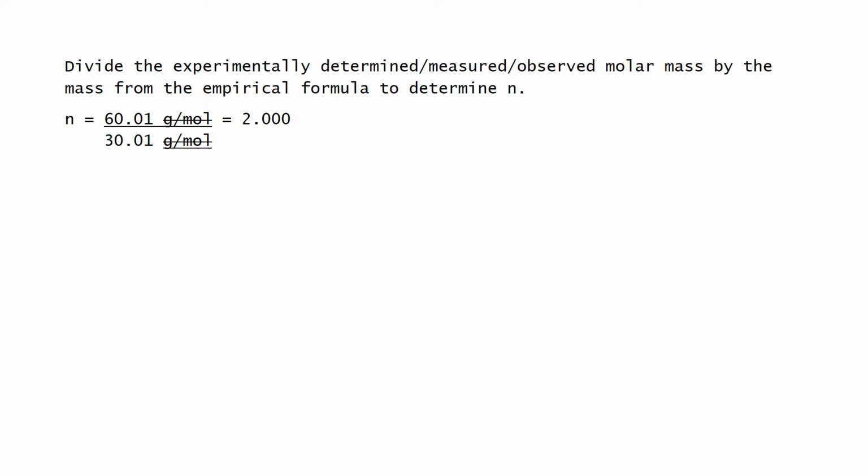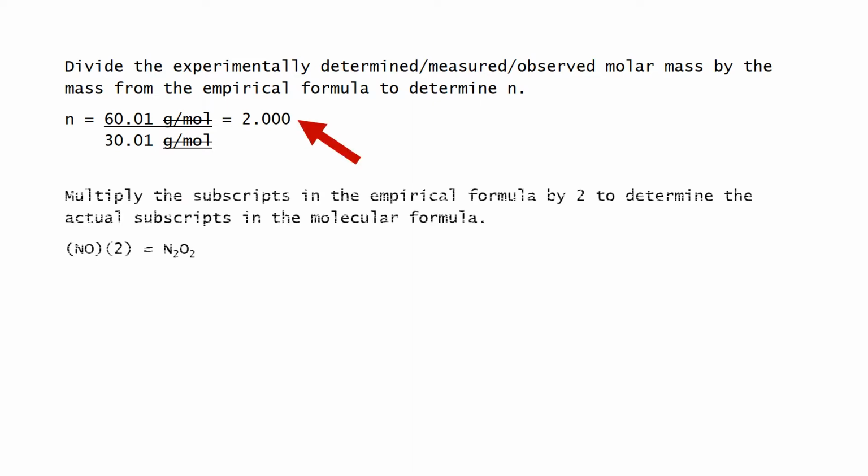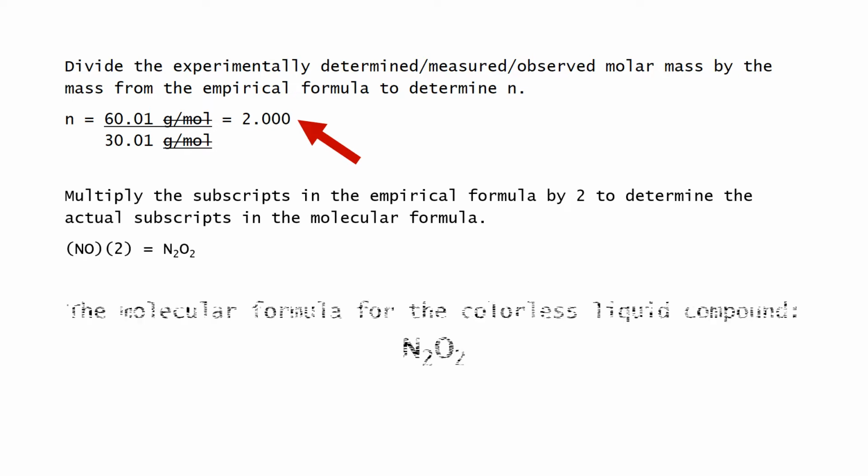Then we divide the observed molar mass by the mass of the empirical formula to determine the value of n. We get a value of 2. Then we multiply the subscripts in the empirical formula by 2 to determine the actual subscripts in the molecular formula. The answer is N2O2 for the colorless liquid compound.